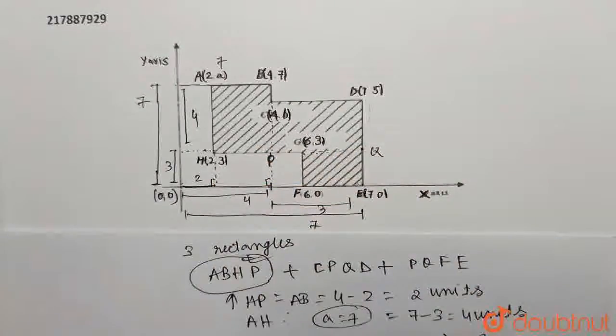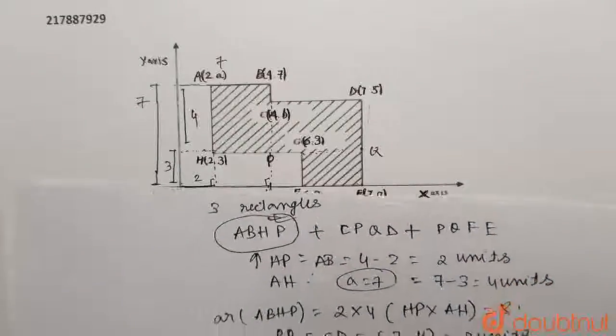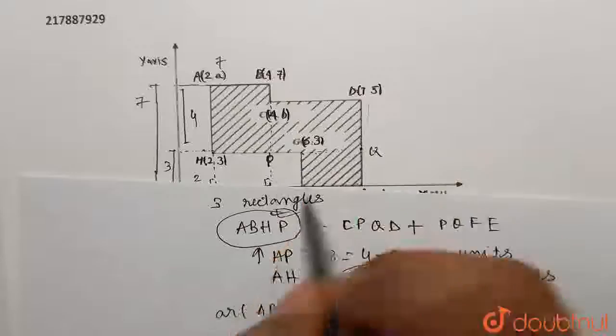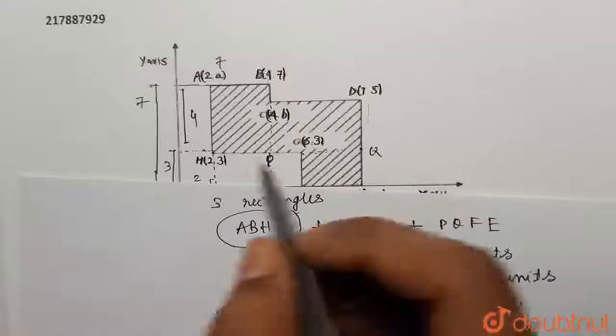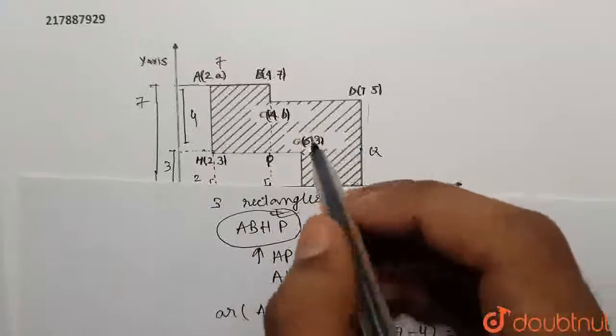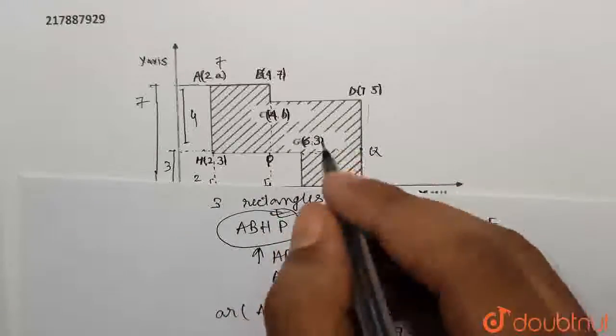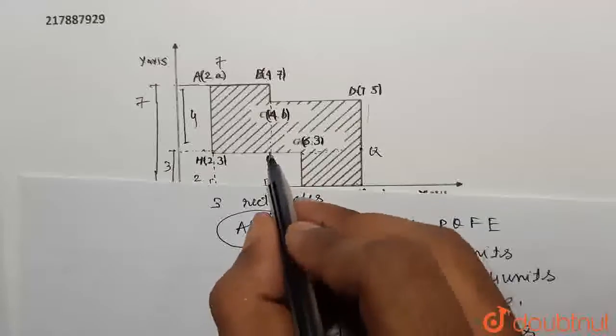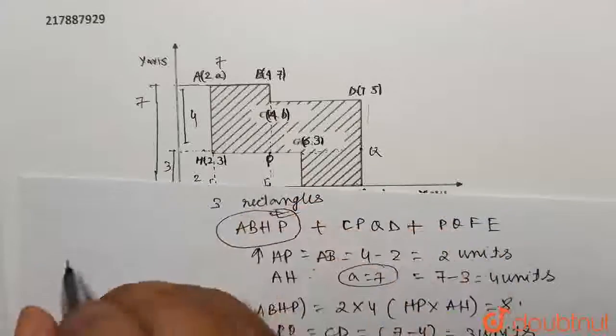Now I know the length of CD. So what more do I need to find? I need to find either CP or DQ, because both of them are equal. If I find any one of them, I can calculate the area of the rectangle. So for the length of CP, I know the x coordinates of this point, but I need to know the y coordinate.